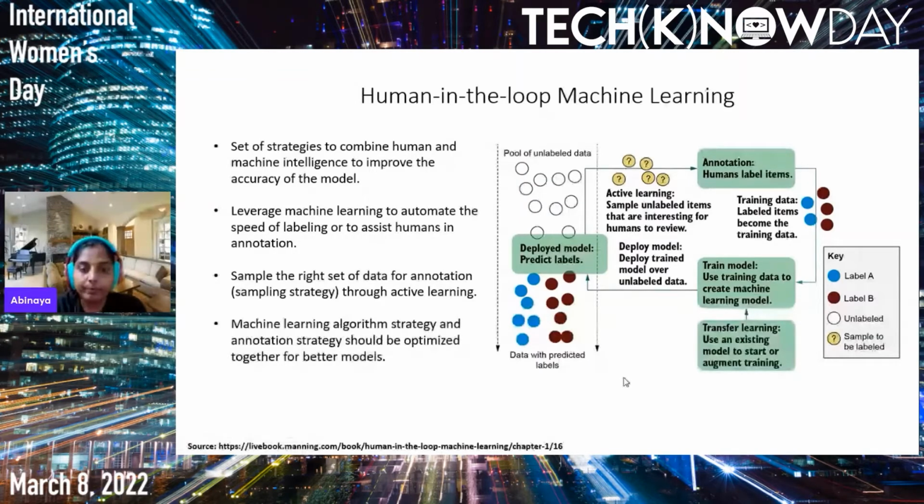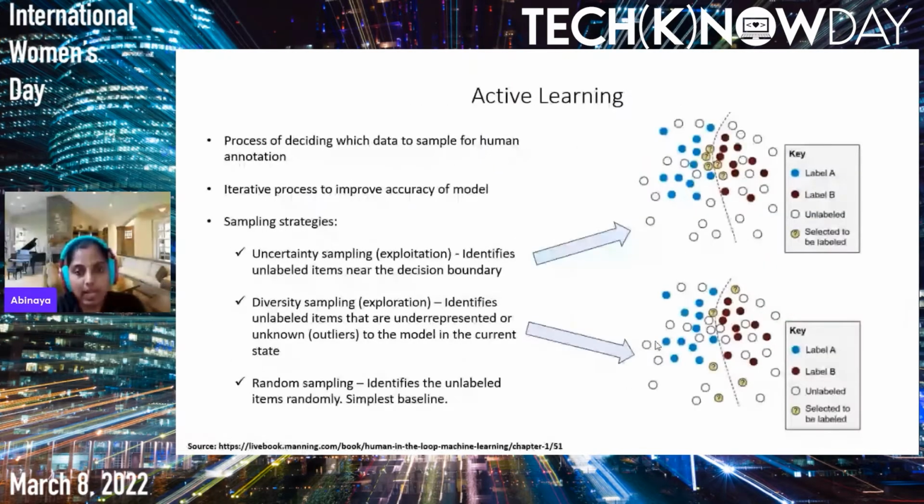Now we have seen that there are a few aspects that we need to understand in human in the loop machine learning, which are active learning, annotation, and how to make sure humans and the computer are interacting in the right way. So first, let's look at the first aspect, which is active learning. Active learning is nothing but the process in which you decide what sample has to be taken for human annotation. So this is basically a sampling strategy. Like I said, this is an iterative process. It will keep improving your model accuracy. So you will do this in iterations.